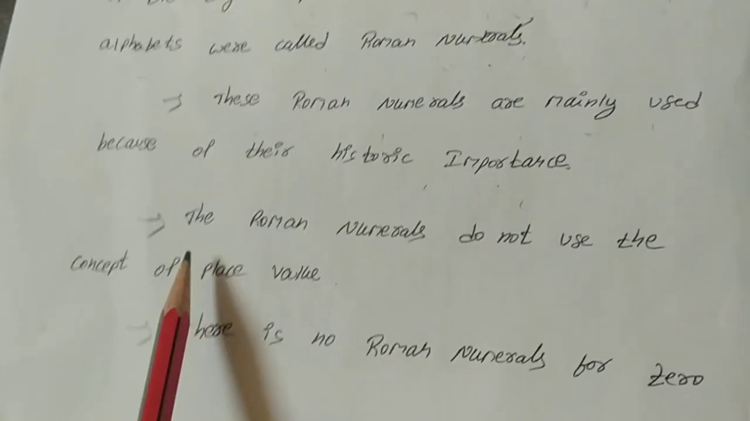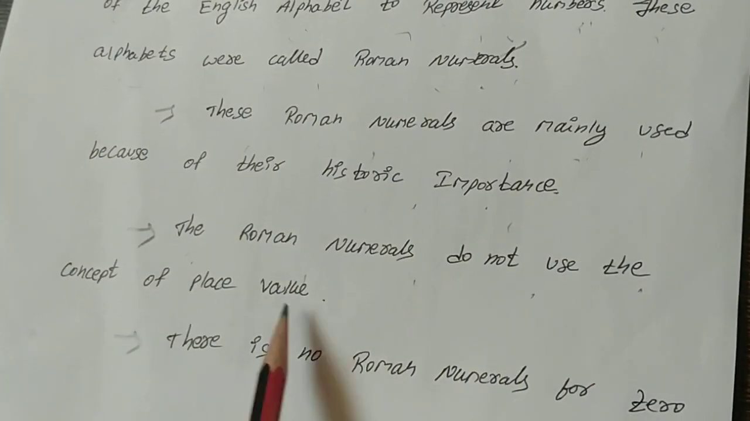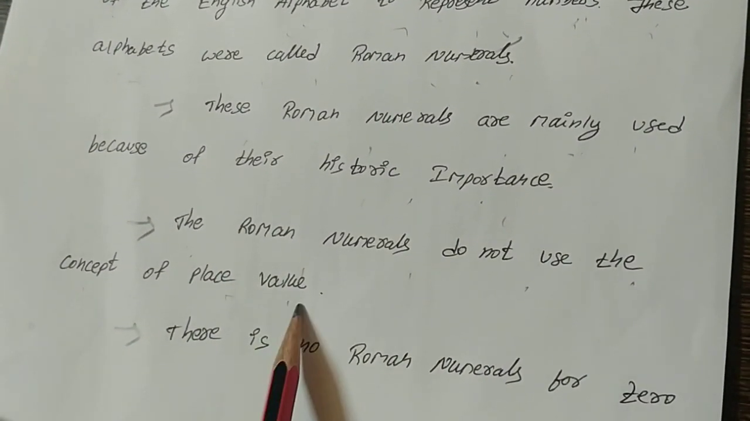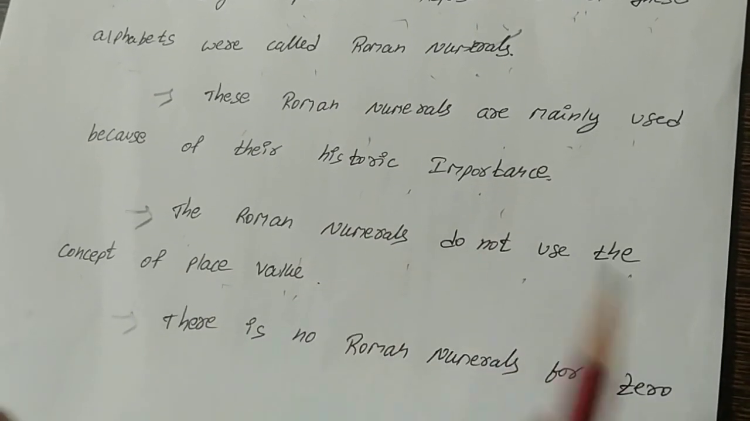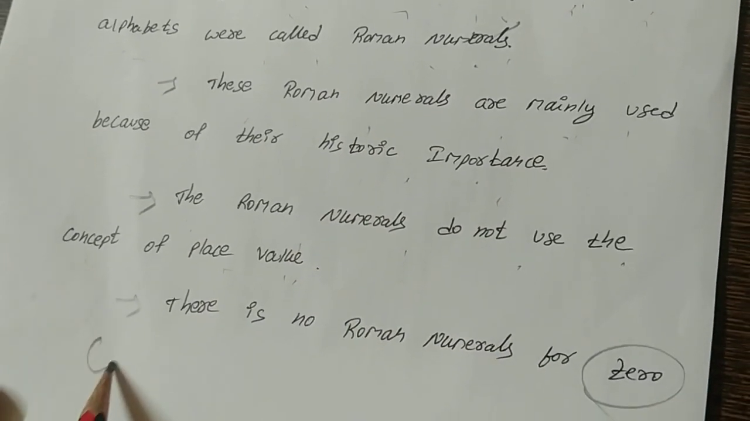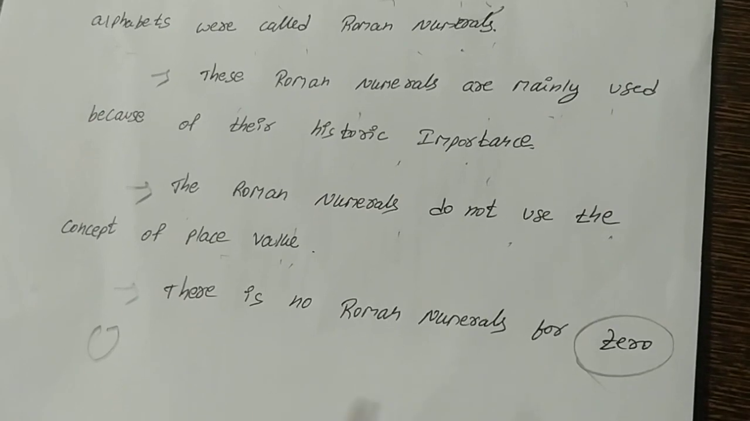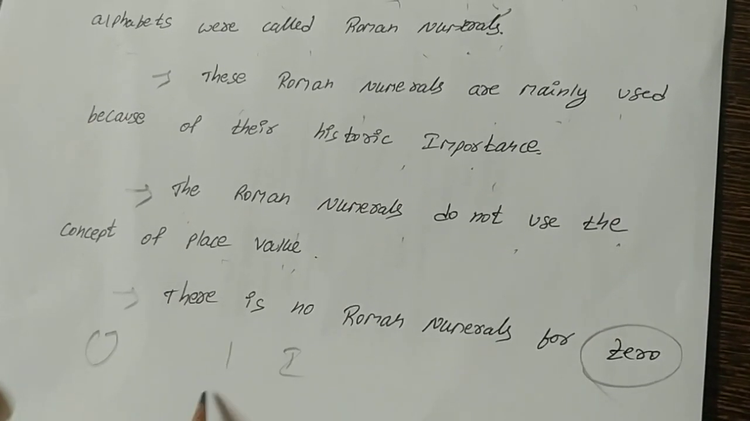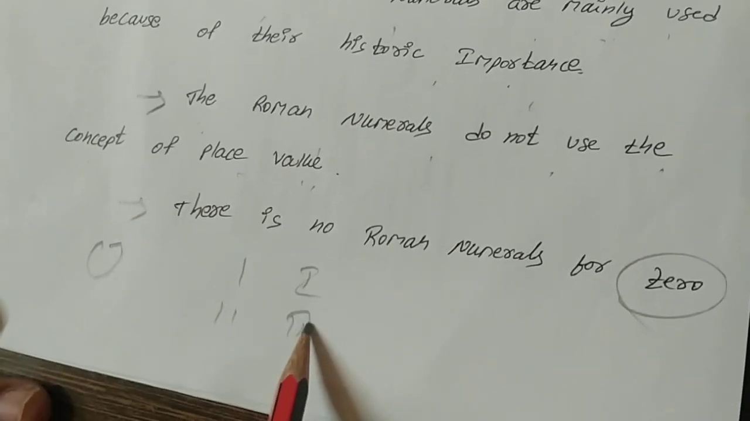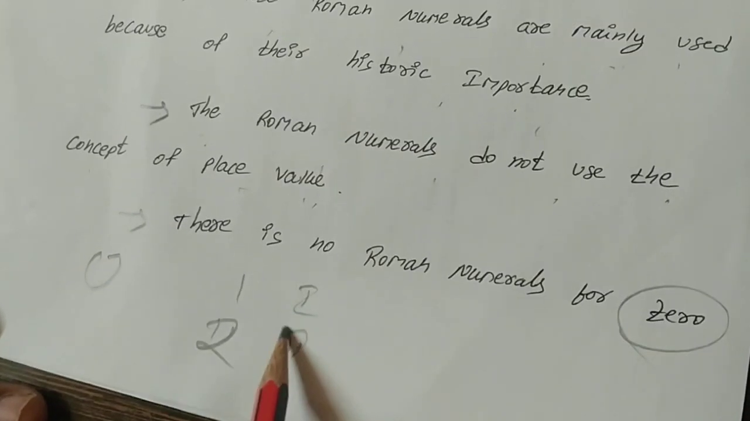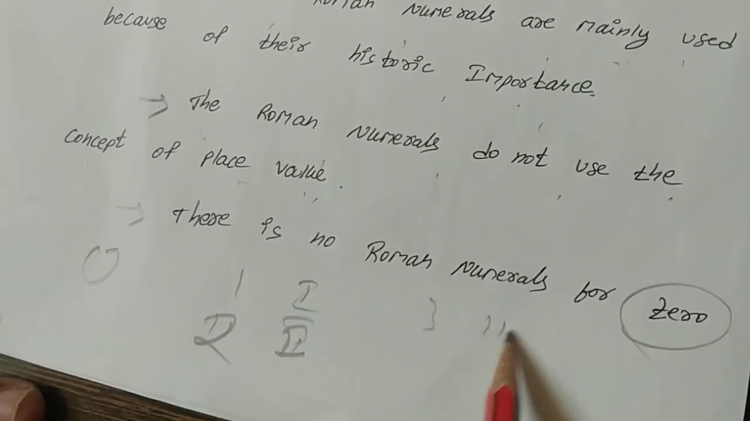And my dear students, look at the next point. Roman numerals do not use the concept of place value. Roman numerals never contain a zero. We don't have any symbol for zero. For 1 you can use 1, for 2 you can use 2, and for 3 we can use like this.